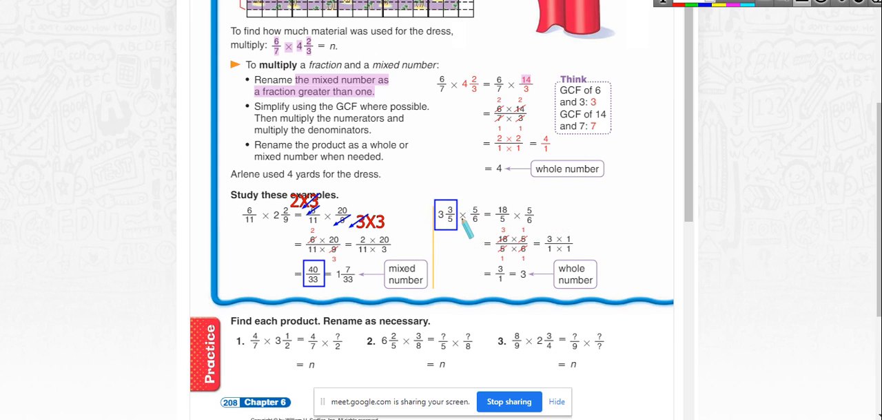Okay. Now just let's stop here. We have here 5 times 3. That's 15. 15 plus 3. That's 18. So the answer is 18 out of 5. 18 out of 5. And we have 5 out of 6.